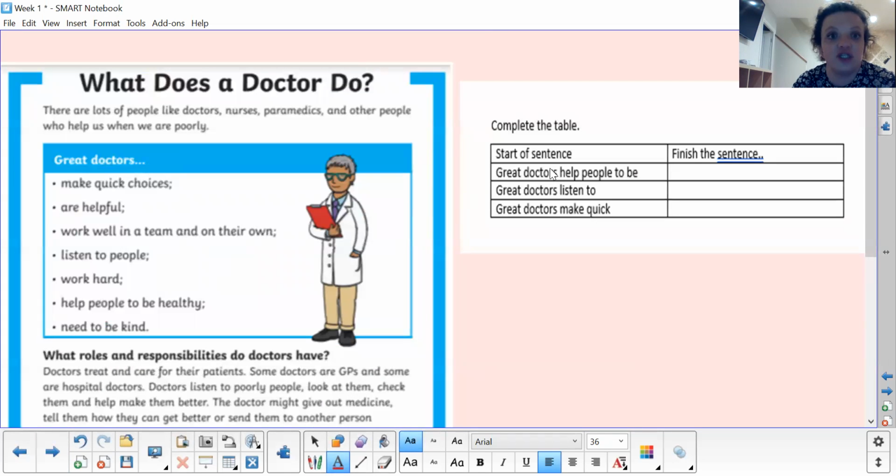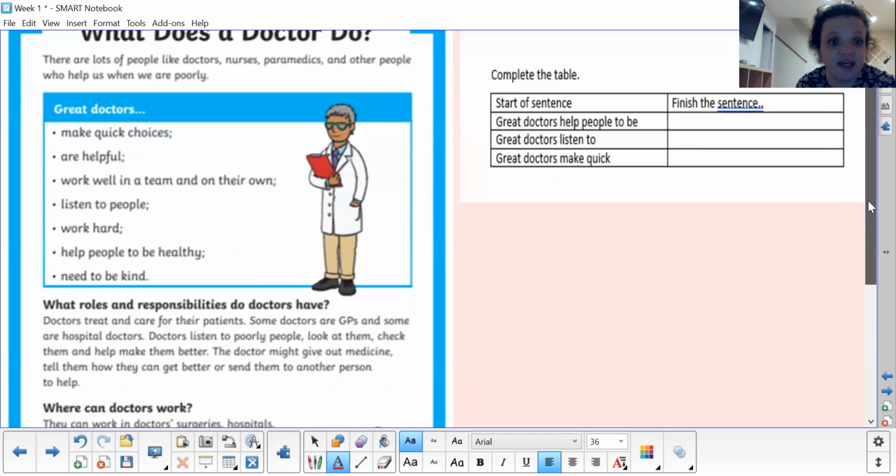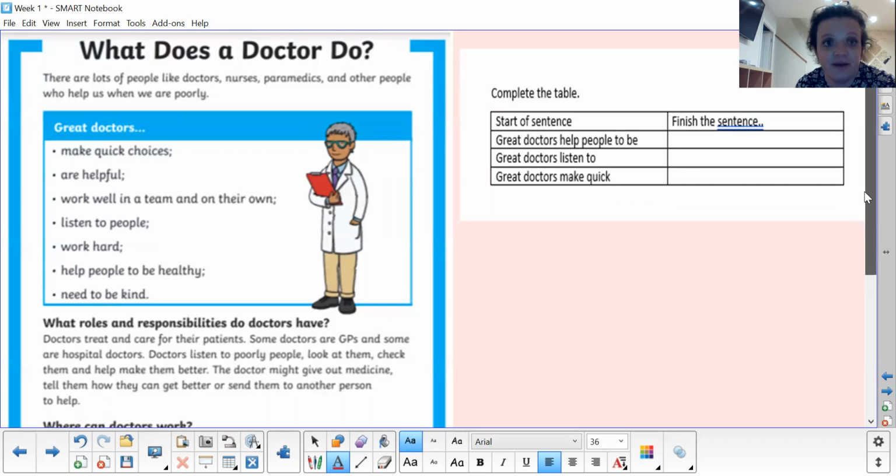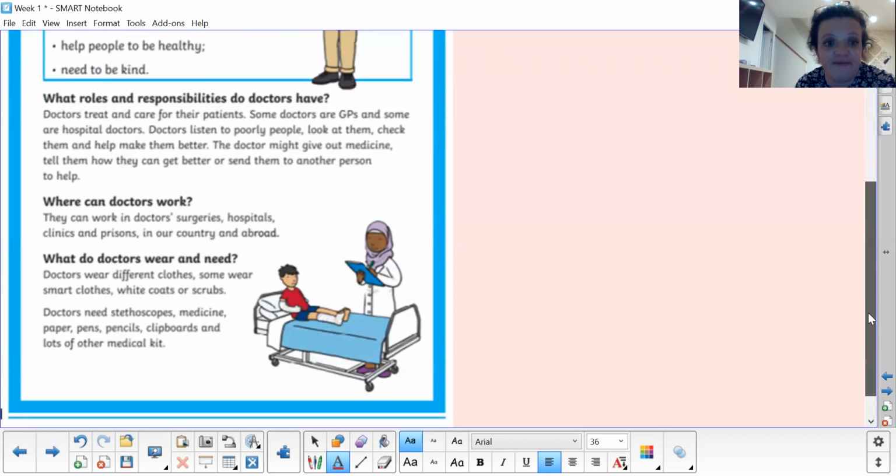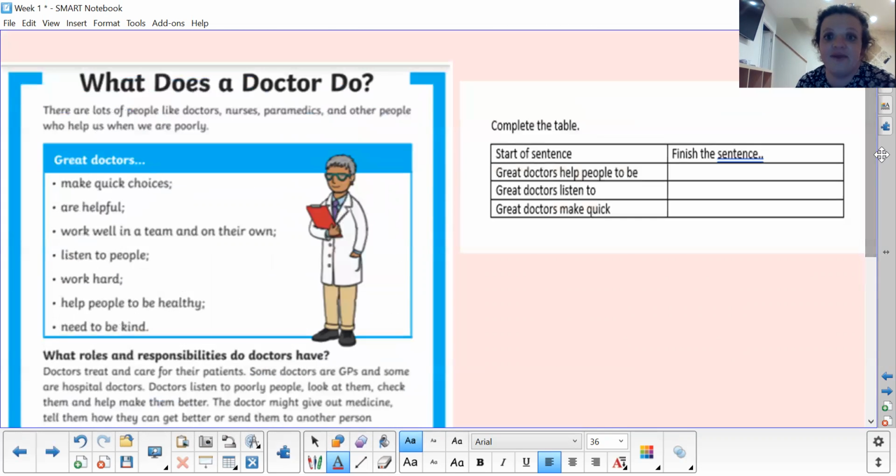Okay, well done. So first question we've got to do is a complete the table question. We've got to find the start of the sentence, and then we've got to finish it over here. So what I'm going to do is show you the beginning bit for you to pause, and then I'm going to show you the end bit for you to pause. Okay, so great doctors help people to be what? Great doctors listen to what? Okay, and the last one, great doctors make quick what? Okay, and pause the screen now and have a go for me.